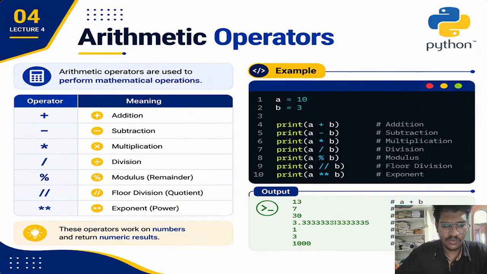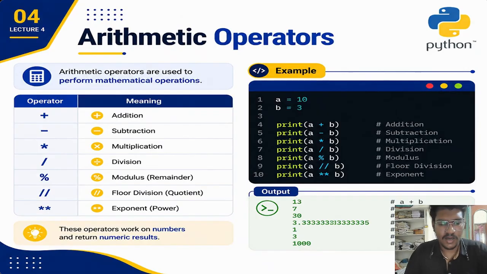You will notice that due to the way computers handle floating point arithmetic, there might be tiny rounding errors in some cases. This is fine. The next is 10 modulus 3, which gives 1. This is the remainder. We can use this to check if a number is divisible by another. For example, if x modulus 2 is equal to 0, then x is an even number.